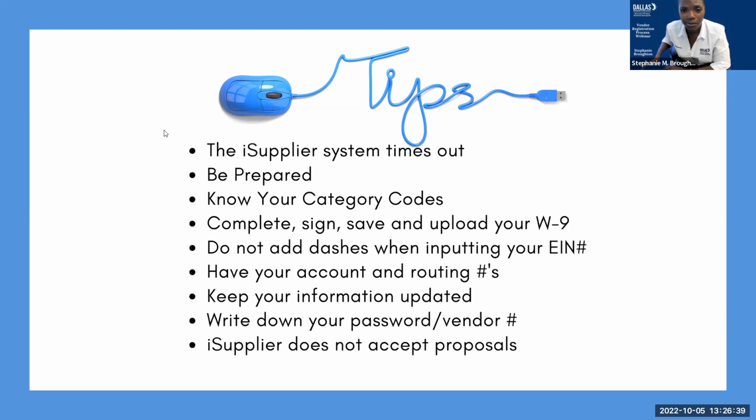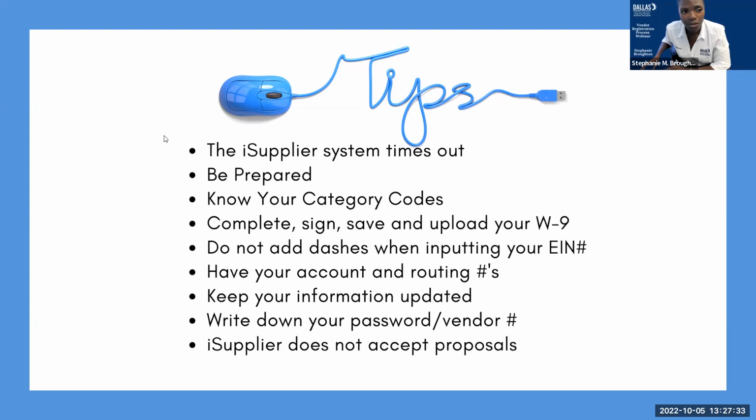And you also want to make sure you complete, sign, and save your W-9 form, because that's the only physical form that you will actually have to upload into the system. So you want to make sure you have all of that ready on your computer to upload. And do not add dashes in your EIN number or your social security number, or whatever number you're utilizing for your business. And then you also want to make sure you have your account number and your routing number readily available. It's amazing how many numbers we have to remember. So maybe write all of this information down. If you don't have it memorized, just have it written down, so when you get ready to do this, you will be able to have that information processed, okay?